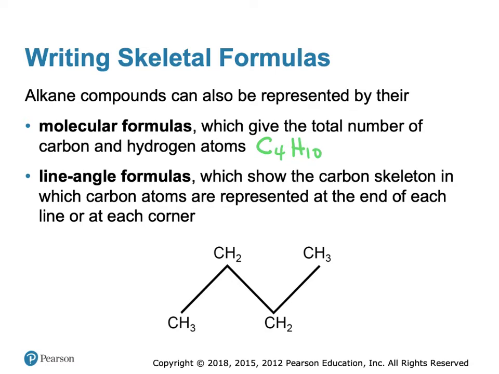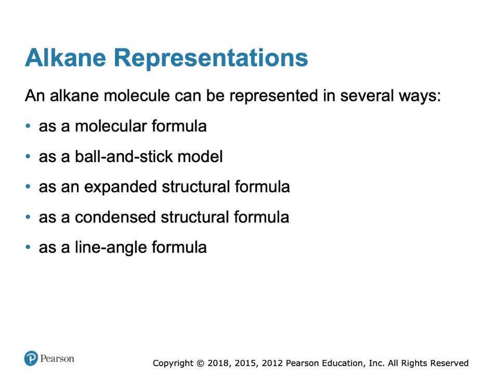We can then use our line angle formula, which shows the carbon skeleton. So each point represents a carbon. We do not draw in the hydrogens that are bonded to each carbon. They are implied. In our first video, we saw that alkanes can be represented by a molecular formula, which doesn't really give a lot of information. It just tells you how many carbons and hydrogens you have.